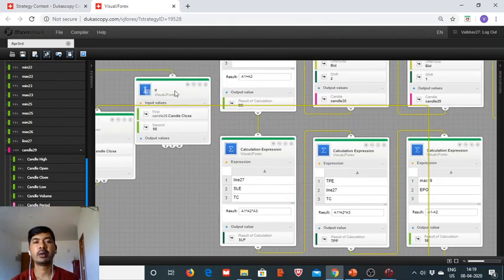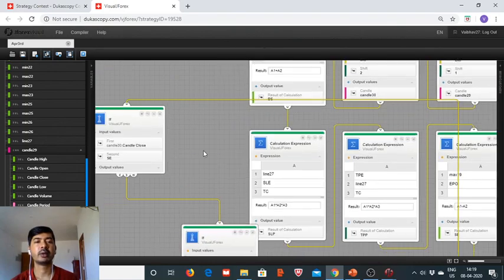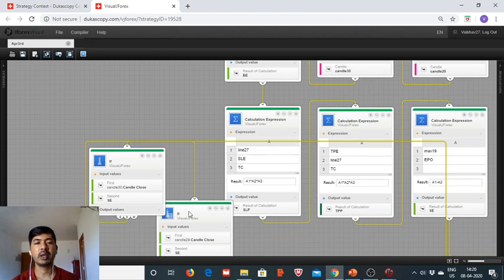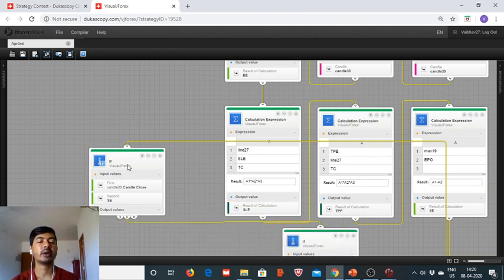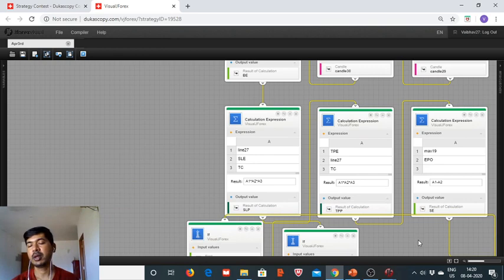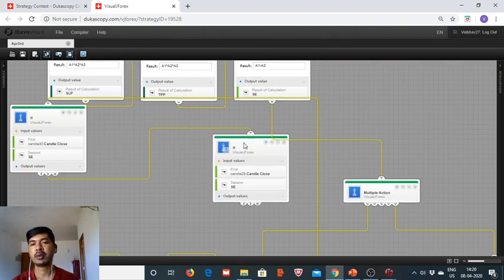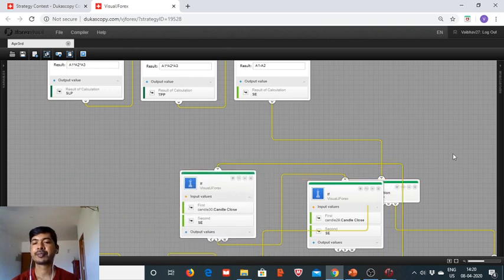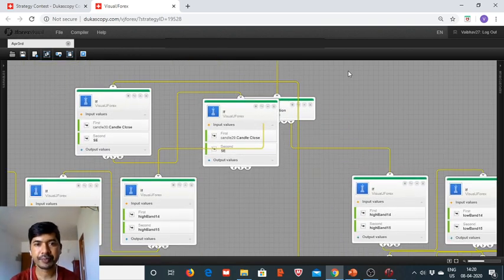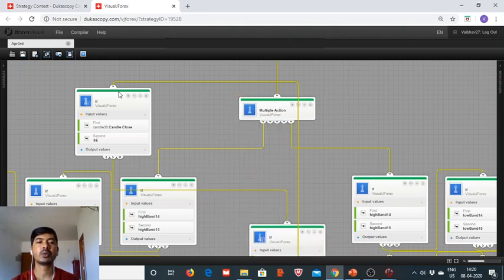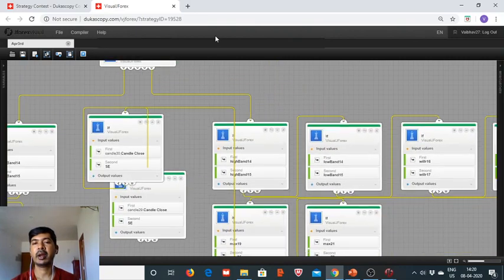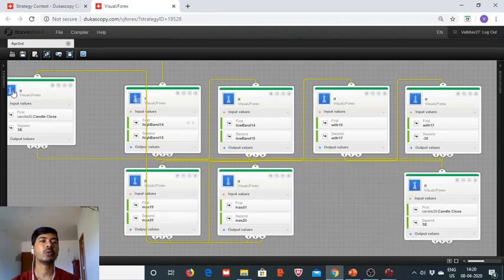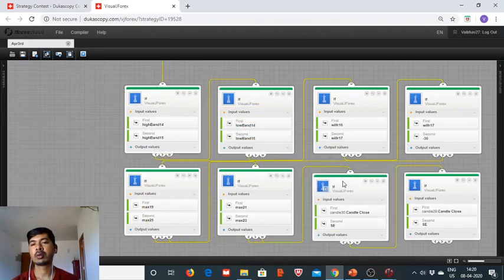So here it seems like we are done with most of the conditions. Suppose if you feel like I'm missing out on something, you can definitely remind me in the comment section. But so far it's looking good to me. So we add these two blocks here.